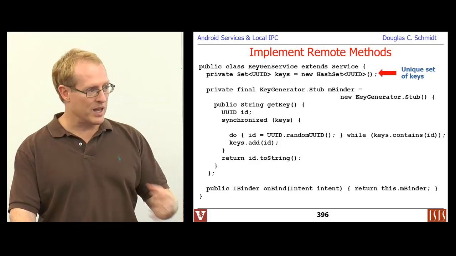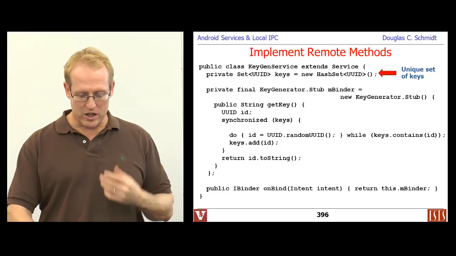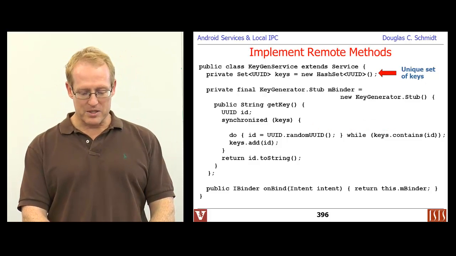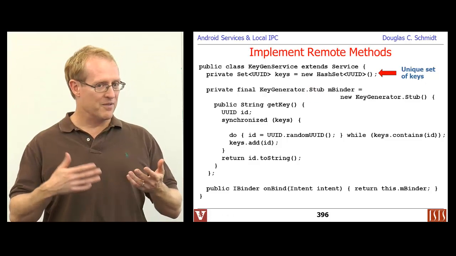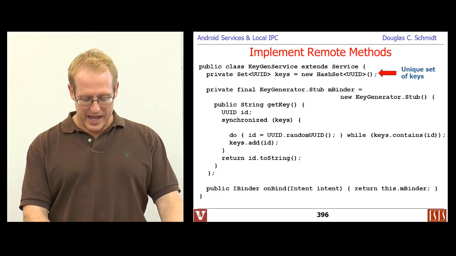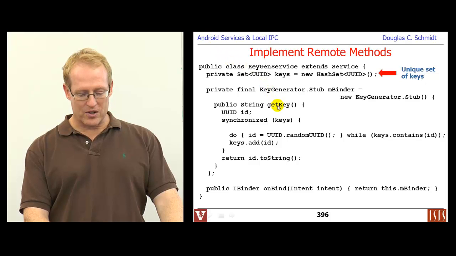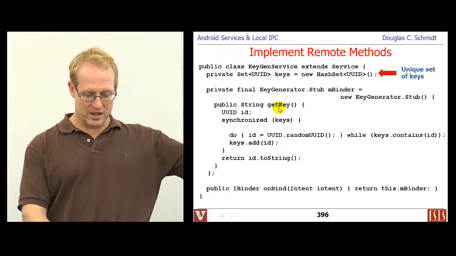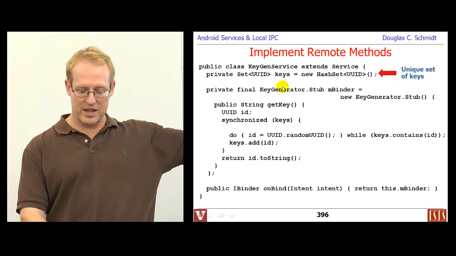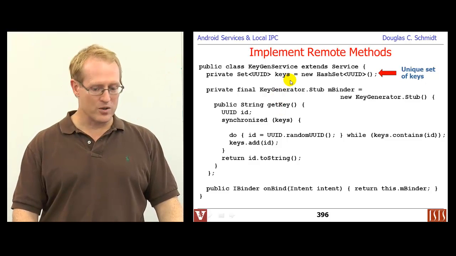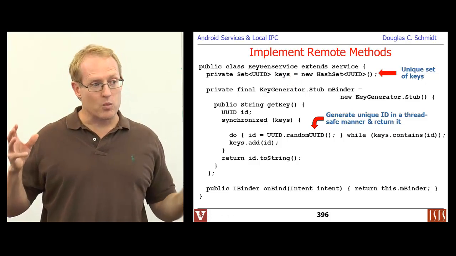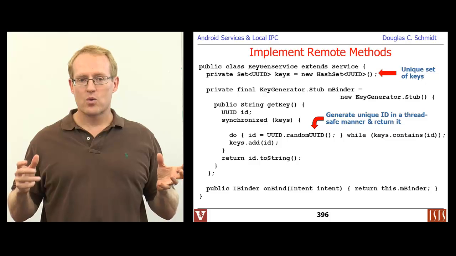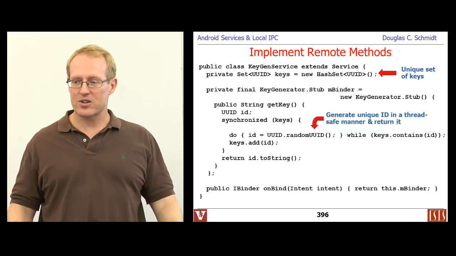So notice this is how we implement this on the receiver side. We implement an anonymous instance of KeyGenerator.Stub called mBinder. That's the one that does the heavy lifting of all this. And as you see, it has a method called getKey, which is going to be exposed out to the interface of the KeyGenService. And when getKey is called, now keep in mind, what's the context that getKey is called in?